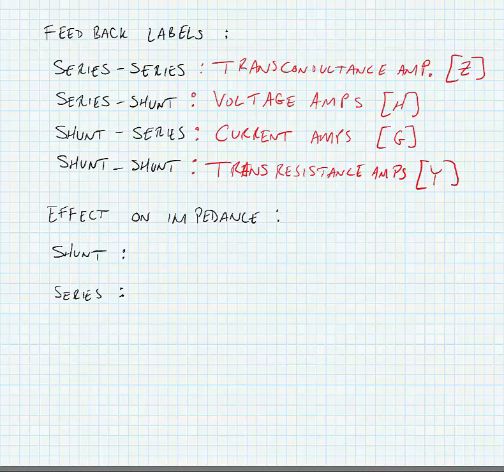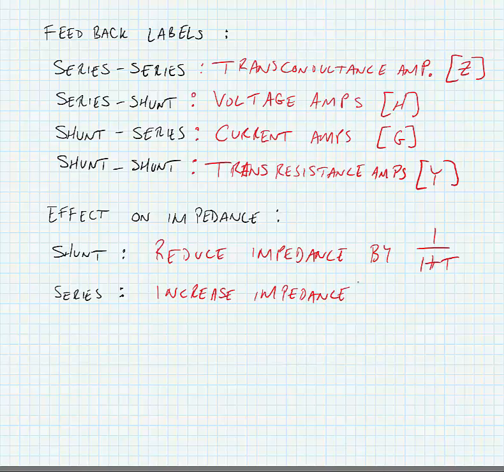Now, feedback affects the bandwidth. We've already seen that feedback increases the bandwidth by a factor of 1 plus the loop gain, but it also has an effect on the input and output impedances of the total circuit. Shunt feedback serves to reduce impedance, and it does so by a factor of 1 over 1 plus the loop gain. Whereas series feedback increases impedance by a factor of 1 plus the loop gain.